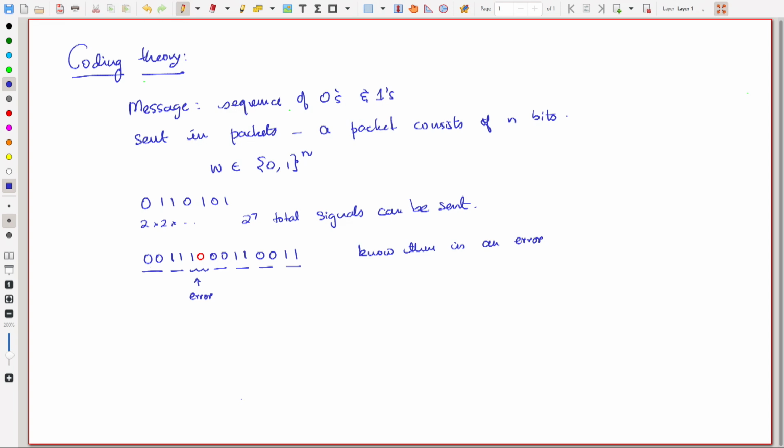The original message was 0 1 1 0 1 0 1. So, 0 0 corresponds to this 0, then this 1 1 corresponds to this 1, this 1 1 corresponds to this 1, but an error occurred and it became 1 0. Now, if you are receiving the message, you do not know which is wrong, is this 1 the mistake or is this 0 the mistake, right. So, now I am asking how would you be able to correct the error?